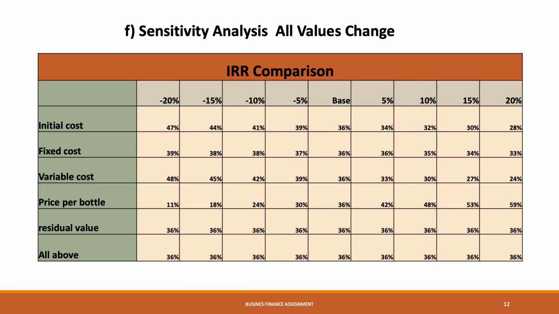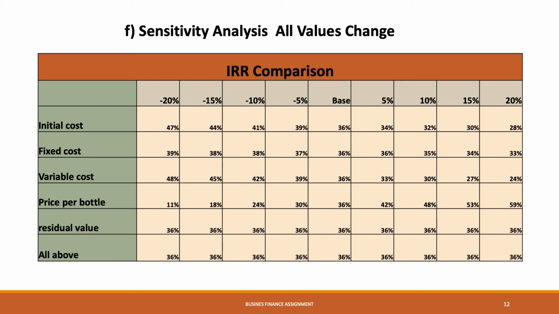So this table represents the IRR comparison for all the values. So for the initial cost, if we decrease the base value, the IRR is constantly increasing. But if we increase the initial cost value, the IRR is decreasing. But still, it is greater than the cost of capital of Big Pharmaceuticals Limited. And the same is the scenario with the fixed cost. If we decrease the base value, the IRR is increasing, and if we increase the base value, the IRR is decreasing. The same is the scenario with the variable cost.